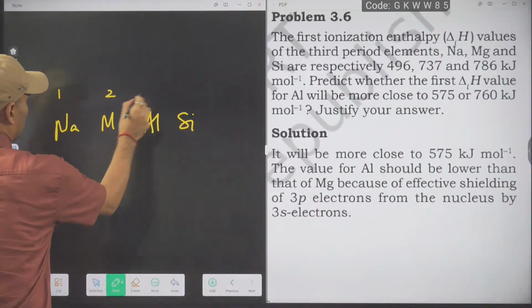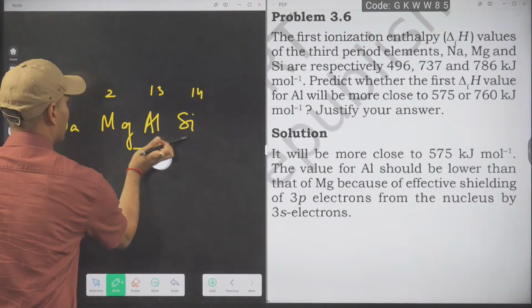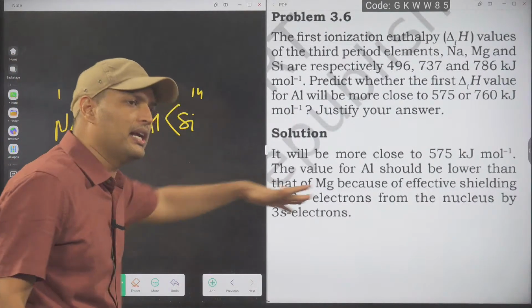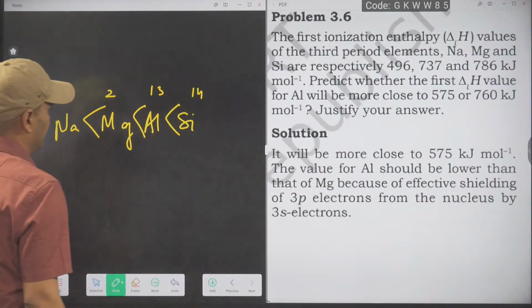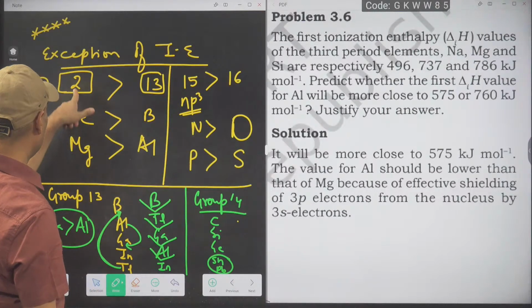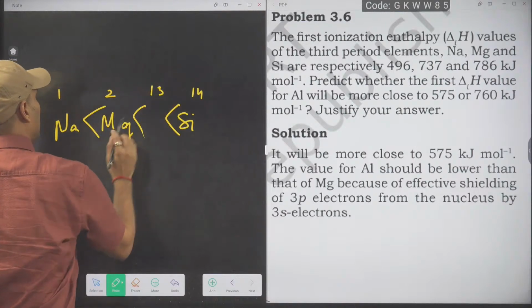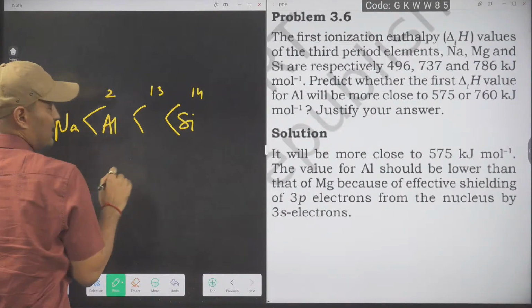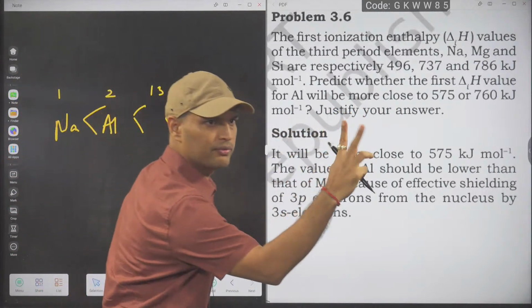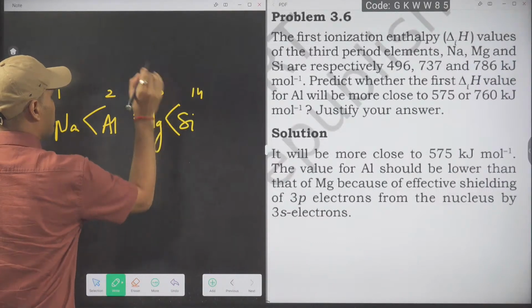This is group 1, this is 2, this is 13, this is 14. Normally in a period ionization energy increases, so it should be like this. But now I have told you the exception: group 2 and 13 you have to change. Then who is more? Aluminium, you put here. Only this group you have to change. Don't change 2, 13, 15, 16. This only you have to change. So this is aluminium and this is magnesium.